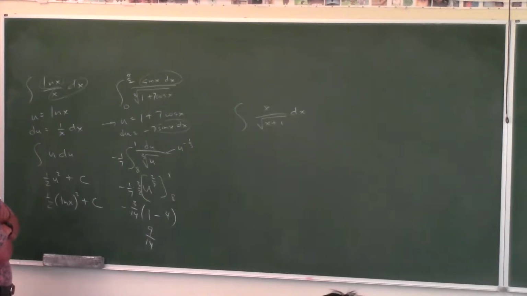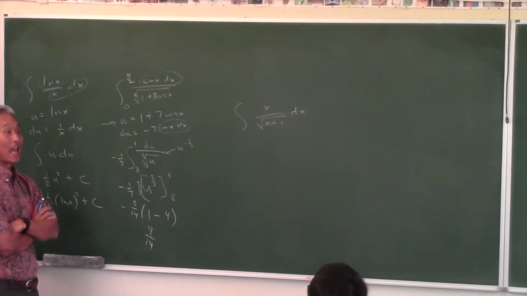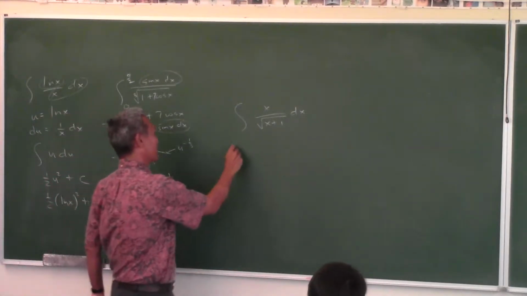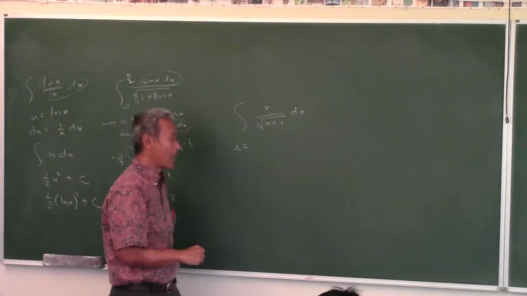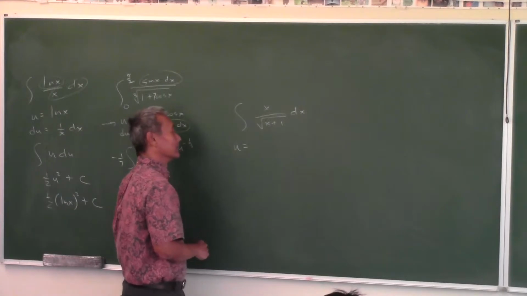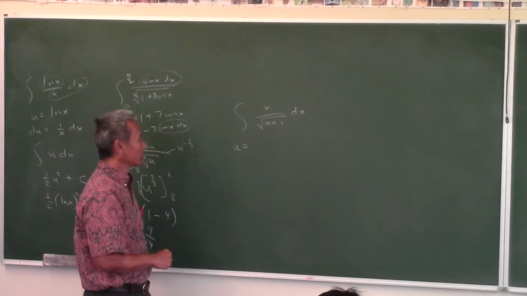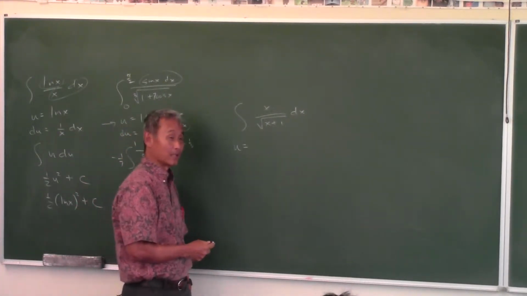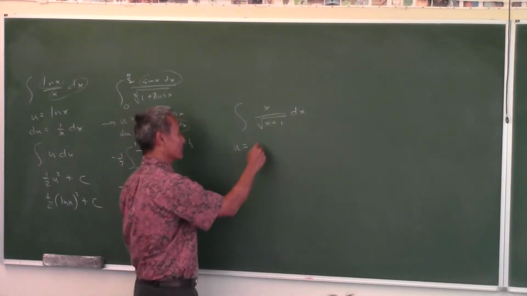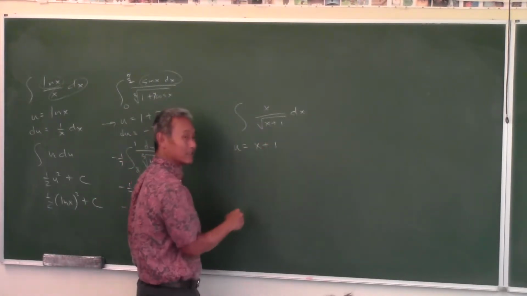Now, that's not on the list, and it doesn't look like you can make a u substitution, but you can. What would I let u equal to? Square root of x plus 1. No. Oh, shoot. I guess you could. You could, but I think it's easier if you just let u equal x plus 1.